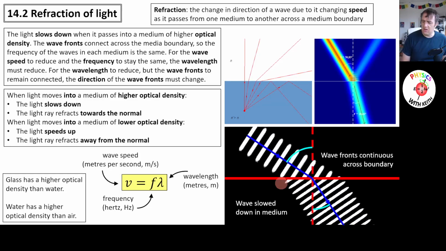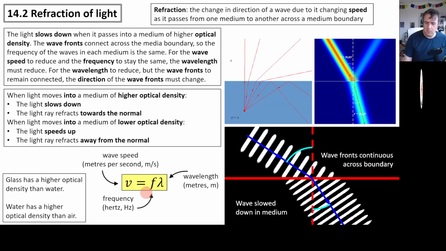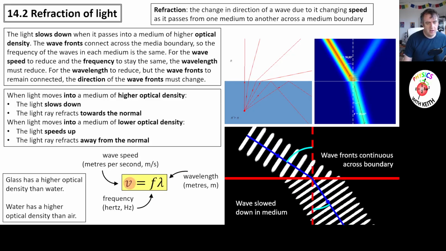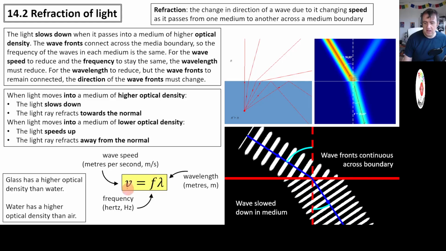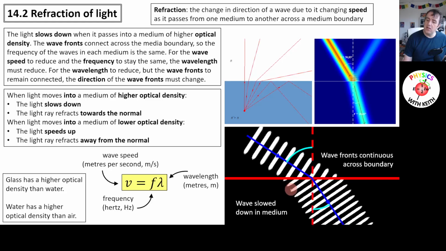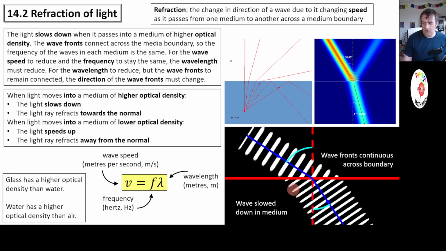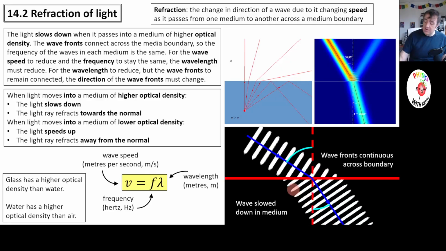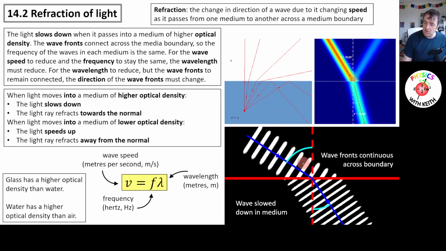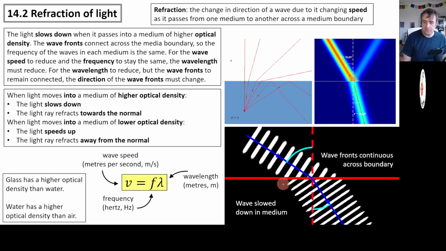And it has to change direction because if the frequency is the same, but the wave goes slower, then you must have a smaller wavelength. If f is fixed and v goes down, lambda must go down, which is what you can see here. Wavelength is the distance between adjacent wave fronts, and that is clearly reduced. It's reduced because the wave speed is reduced. Then the only way to have wave fronts that are closer together but still connected to the wave fronts in the first medium is to have the wave fronts change direction.